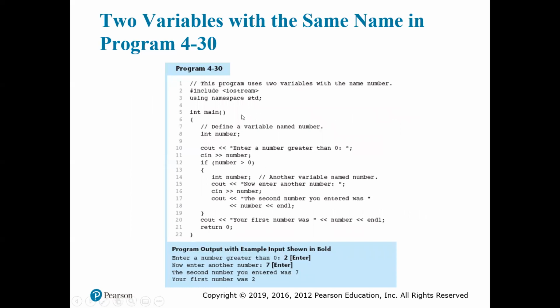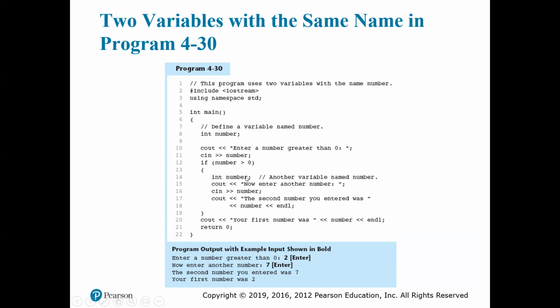So this is kind of confusing because in this program, we have a main function that starts at line 5 and ends at line 22. And so you can see you have a variable here on line 8 called number. So it's defined as an integer. Number is an integer, and you're taking that in on line 11. Okay, and then you're testing to see if that number is greater than 0. So here, let's say you enter the number 2. Okay, 2 is greater than 0. So it goes inside of here.